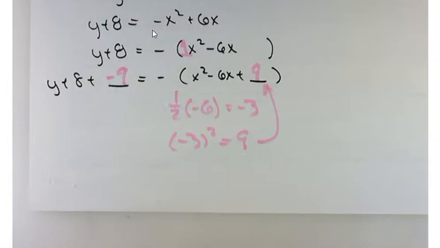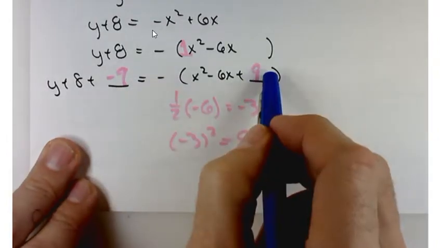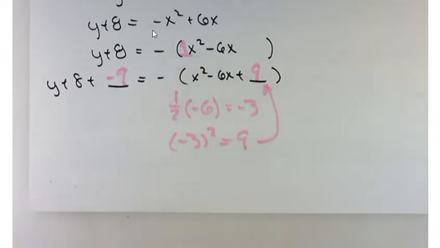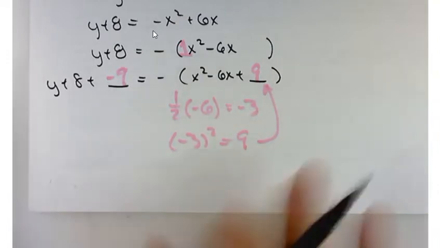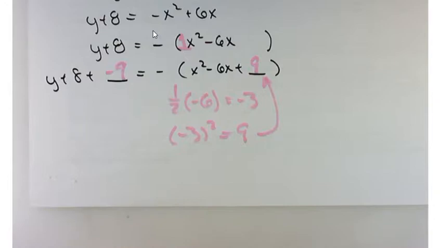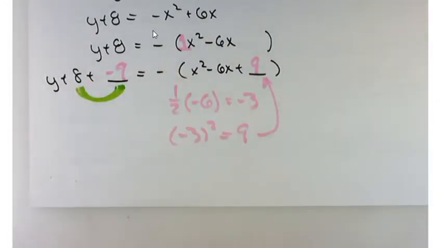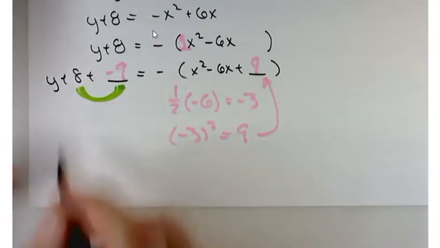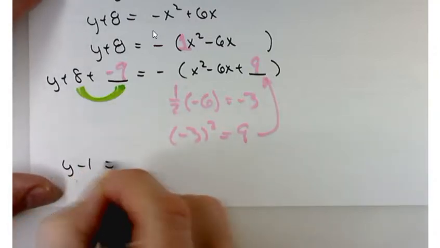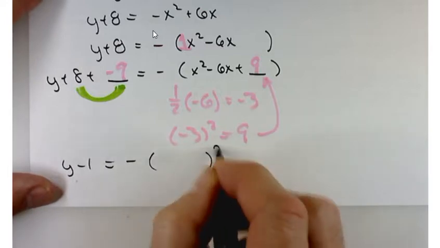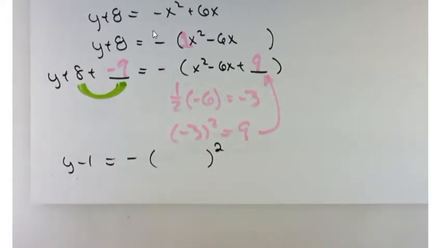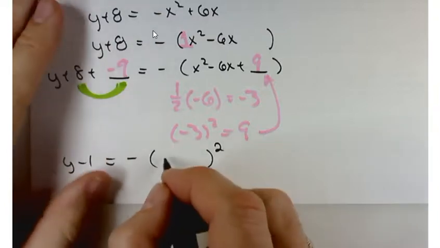Basically, it works out to this times this gives me negative 9. So I'll add negative 9 to the left-hand side. Combine the like terms here. What's on the left-hand side? Yeah, negative 1. So it's y minus 1 equals a negative of something squared. This is now a perfect square in the parentheses. What do I square to get that? X minus 3.